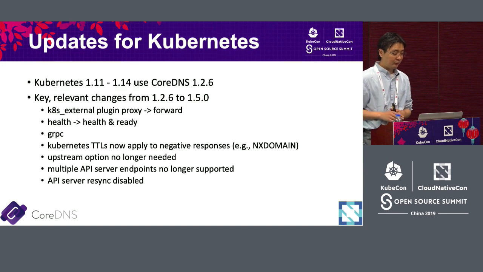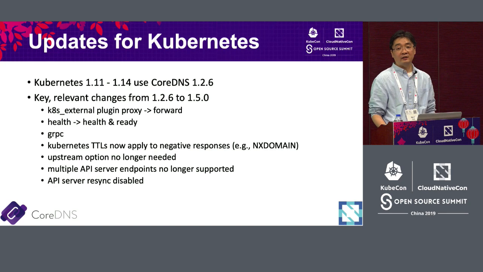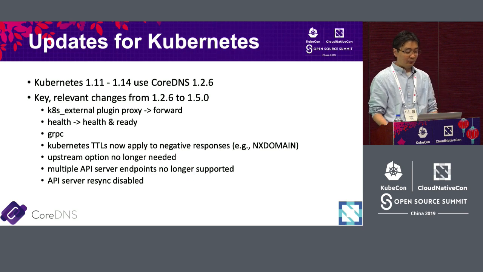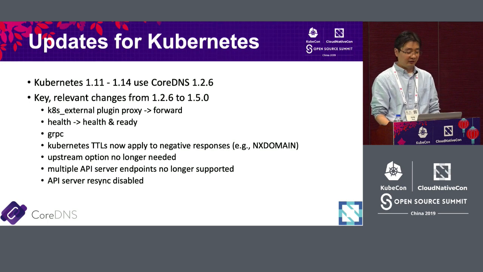Let's go to the next topic about updates for Kubernetes. CoreDNS itself is part of the Kubernetes release, so anything related to CoreDNS might impact Kubernetes. We are here for KubeCon, so I'm going to discuss some of the changes that have an impact. So first of all, in Kubernetes 1.11 to 1.14, we use CoreDNS 1.2.6. Unfortunately, there are some incompatible changes of CoreDNS which may impact things.